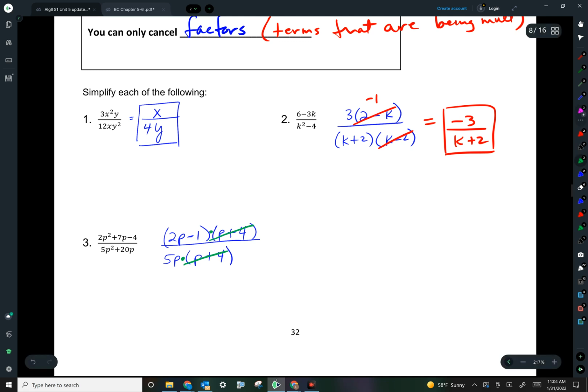I'm going to do this in pink. I cannot cancel that p and that p. Why? Because they are a part of an addition or subtraction. In other words, I can cancel an entire parenthesis that has addition in it if that parenthesis is a factor. But I can't cancel individual terms in the addition or subtraction. So I'm left with my final answer of 2p minus 1 all over 5p.